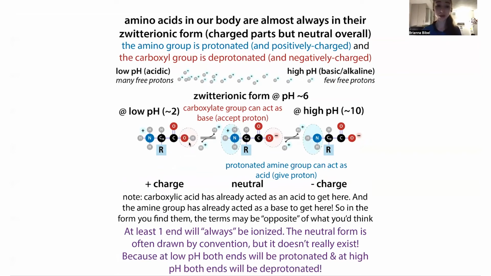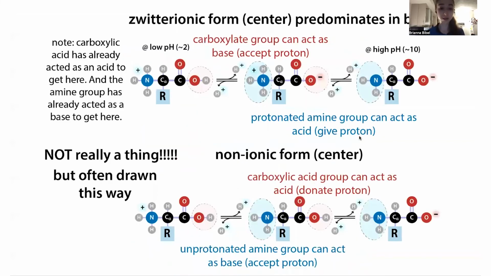So if we're at a low pH, we're going to have both of these groups protonated, and it's going to have a positive charge. If we go too far this way, we're going to have both groups deprotonated, and so we're going to have a negative charge. And so this idea of a non-ionic form, although it's nice to draw, and it's typically drawn this way by convention, is not actually a thing.